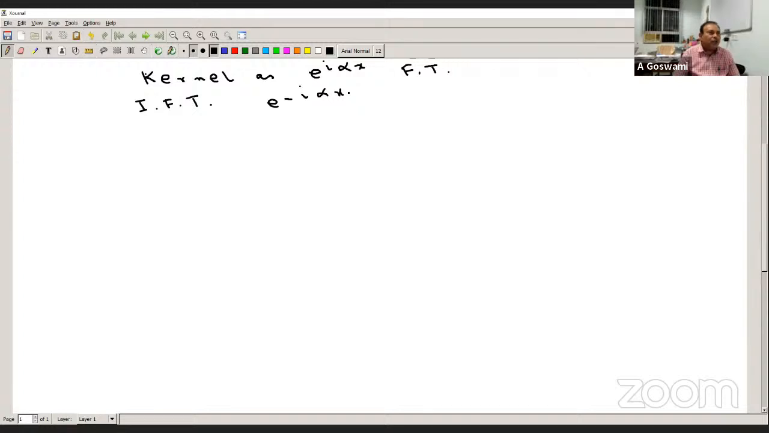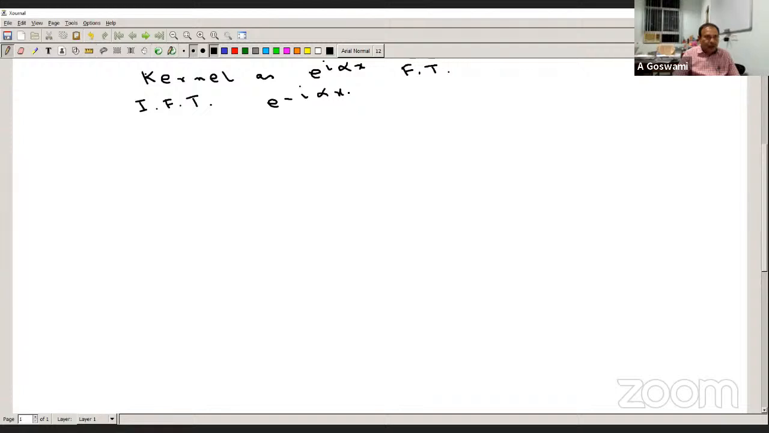Although one can use some other kernel also, the opposite one also, in various books you will find various other type of kernels. Since we have used this normal notation throughout the lectures on Fourier transform, I will request all of you, whenever you are doing the assignments, use the same kernel e power i alpha x to find the Fourier transform, whereas e power minus i alpha x for finding the inverse Fourier transform. And please follow the same thing in the examination question paper also.